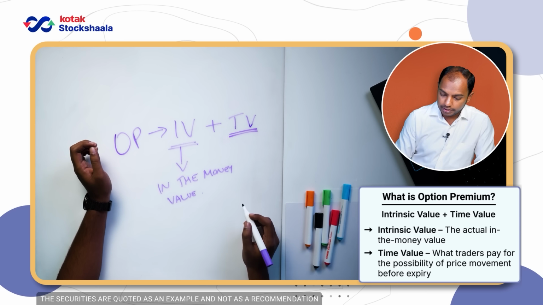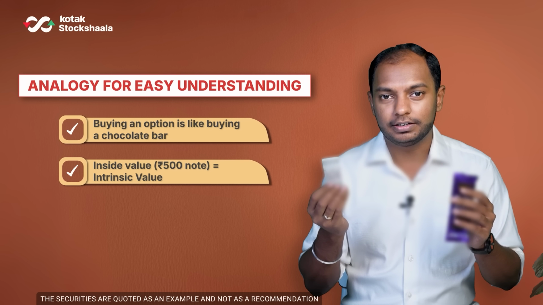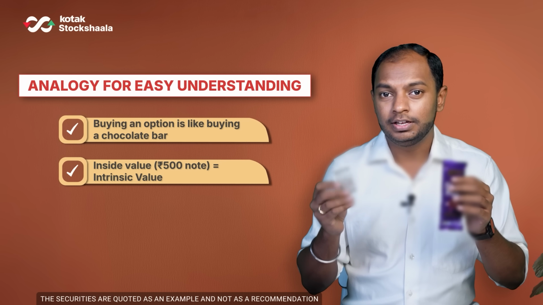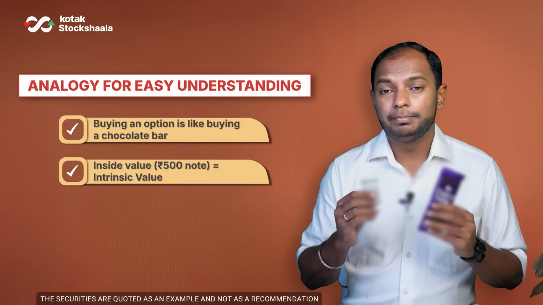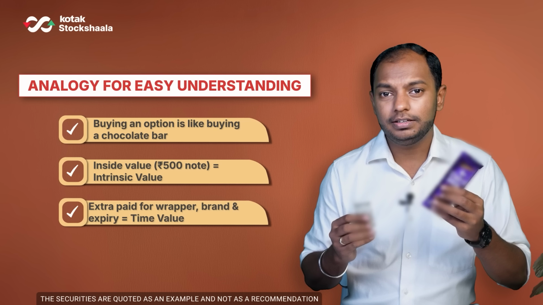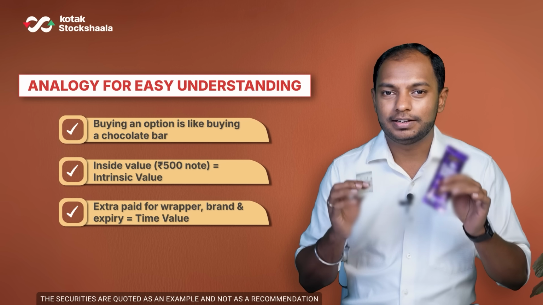Think of this concept like this. Imagine you're buying a chocolate bar, but surprisingly, when you open the chocolate bar, you also find a 500 rupees note inside it. This is exactly how it is. You get 500 rupees, which is real cash, that is the intrinsic value, but you're also paying for the packaging, the brand, as well as the expiry date along with the chocolate. So that is time value.